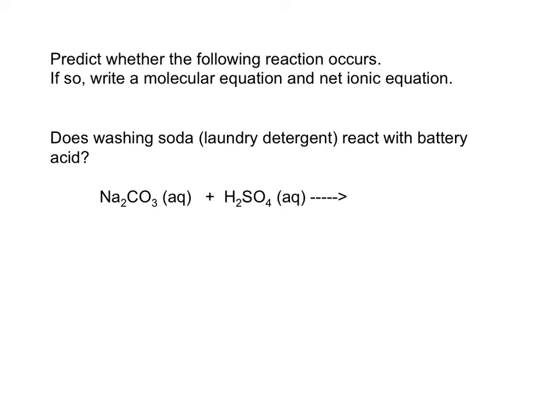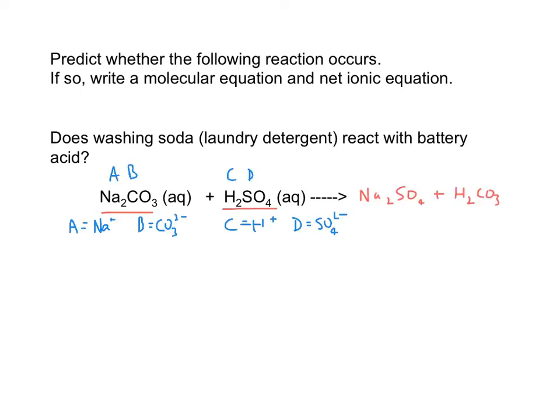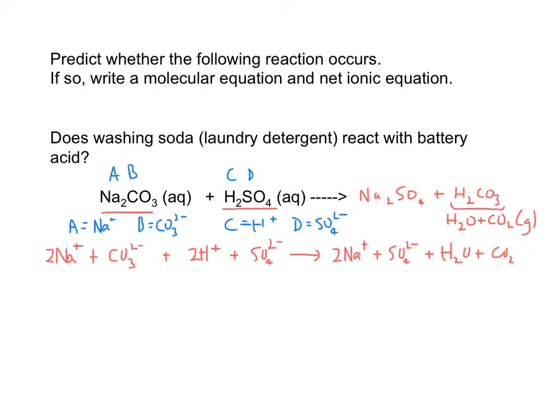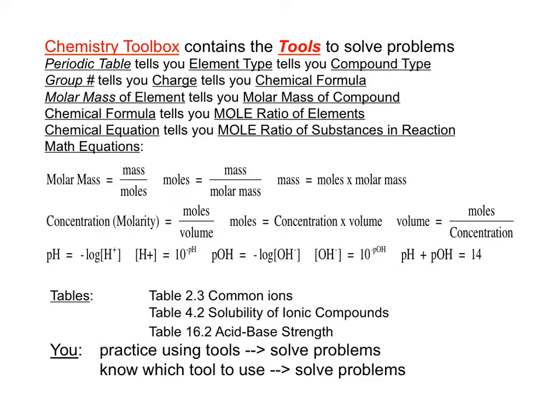Let's practice another reaction. Washing soda is sodium carbonate. Stop the video and predict whether washing soda reacts with battery acid. And the answer is, our ionic equation looks like this. So we predict that washing soda will react with battery acid. Here are the tools in your chemistry toolbox so far. By practicing these problems, you'll know which tool to use when you're solving problems. So stop the video and review these tools.